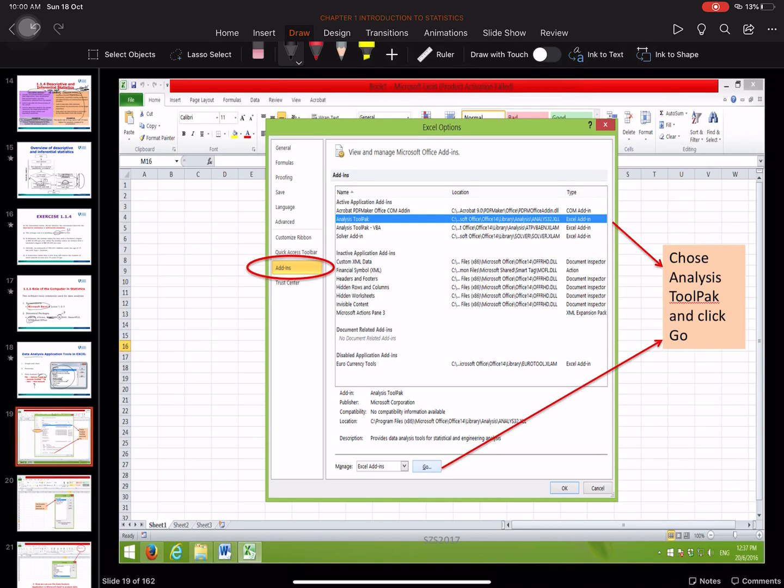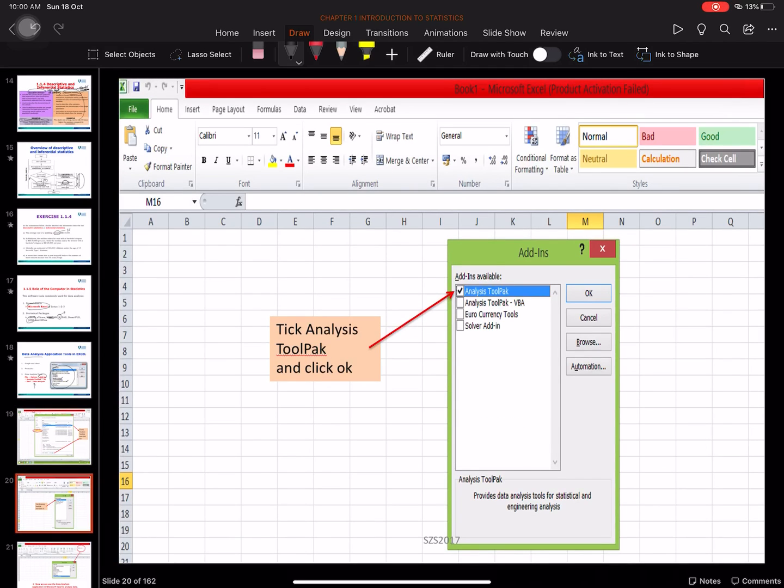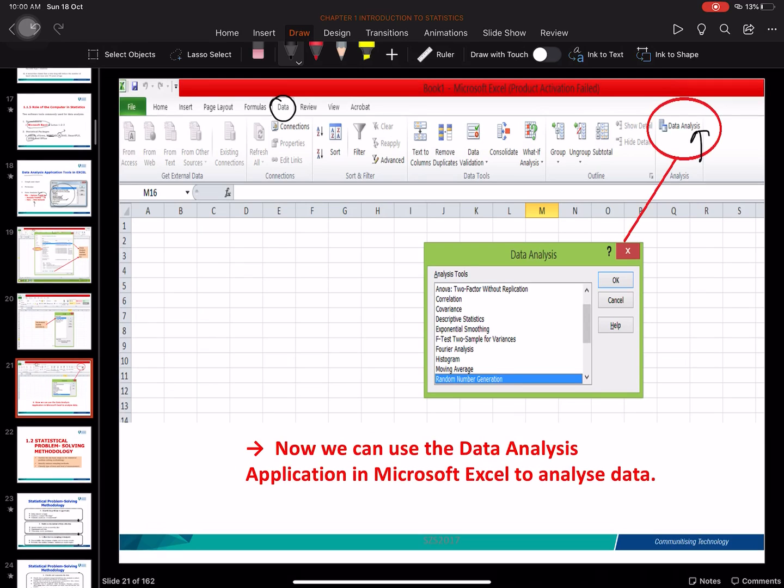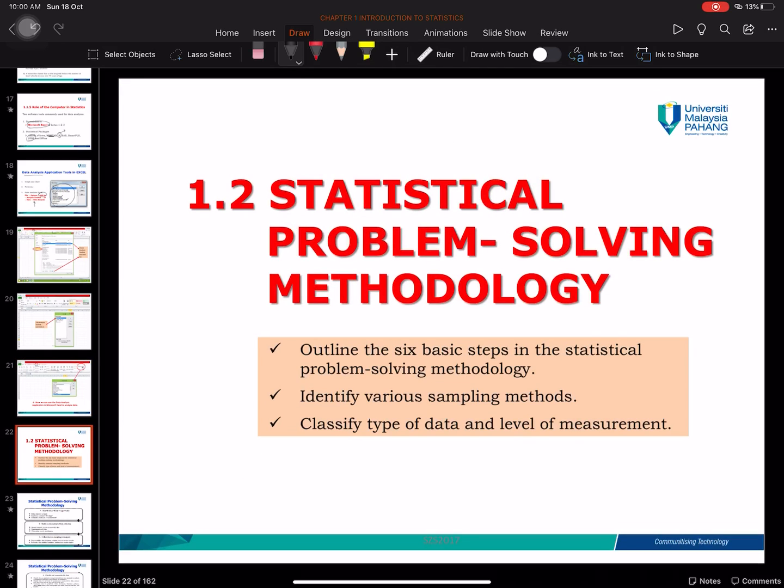So this is the step to add in data analysis if there is none in your Excel. You can find the Data tab, and the Data Analysis option should be under it. If there is no data analysis, then do the add-in. After you have data analysis under the Data tab, then you can use it. You can try it on your own computer. I think that's it for 1.1. In another lecture we continue with the rest. Thank you.